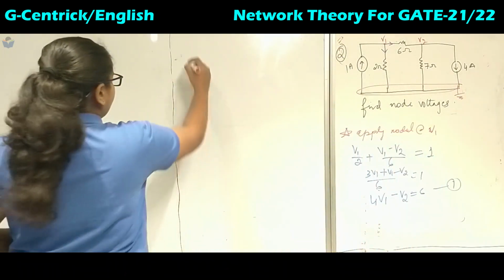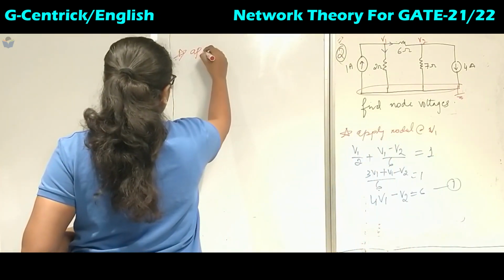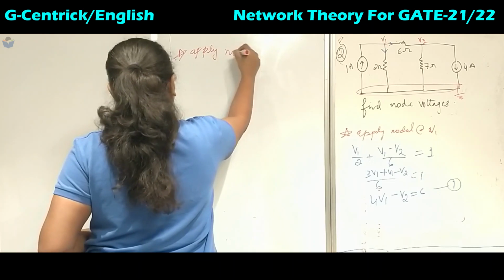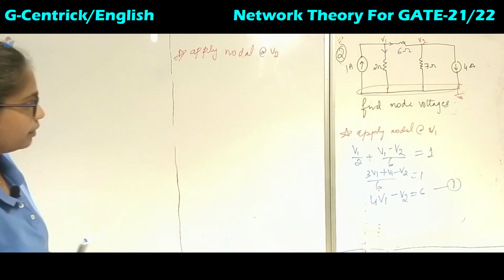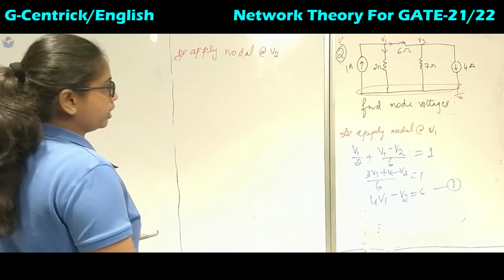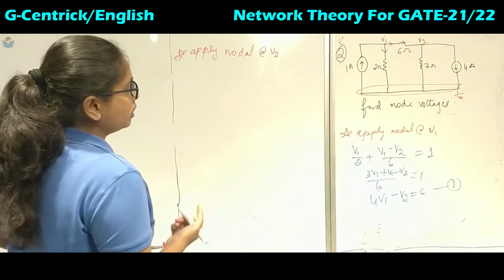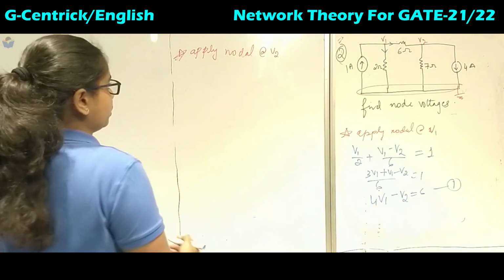Coming to the nodal analysis at V2, apply nodal at V2. When we apply nodal at V2, V2 will be the higher potential, the direction of the current changes, and there are 3 branches.